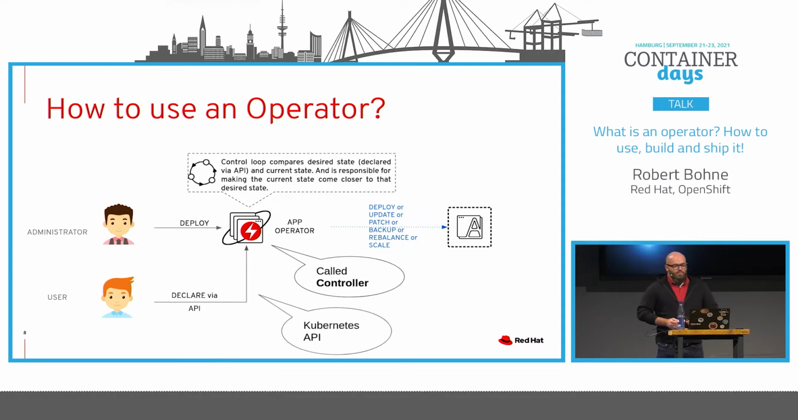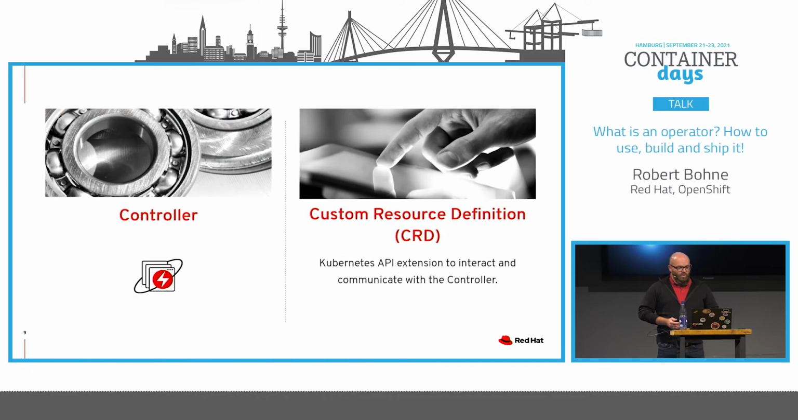And for the API part, we're living in the Kubernetes world, so of course we use the Kubernetes API. We don't want to implement our own API for every operator. With Kubernetes, we have an API, so we use the Kubernetes API. And this brings us to two components: on the one hand the controller, and on the other the API extensions, which we call custom resource definitions. A custom resource definition is a way to extend the Kubernetes API to create new objects.